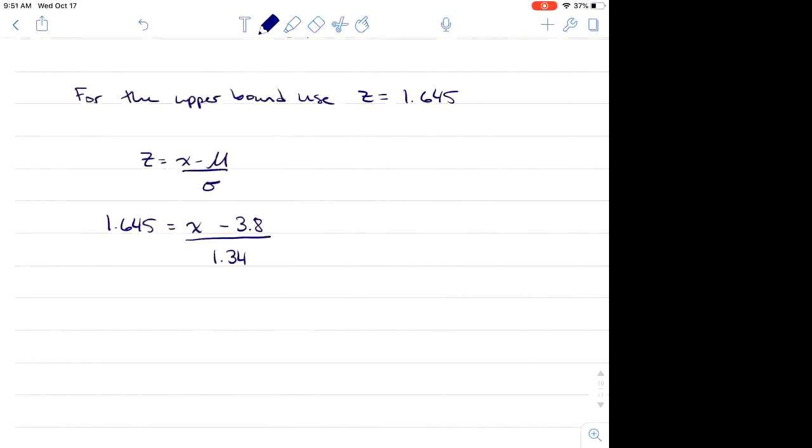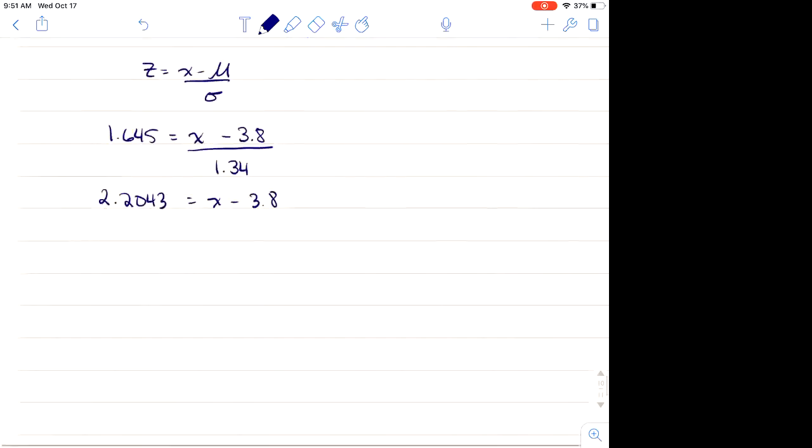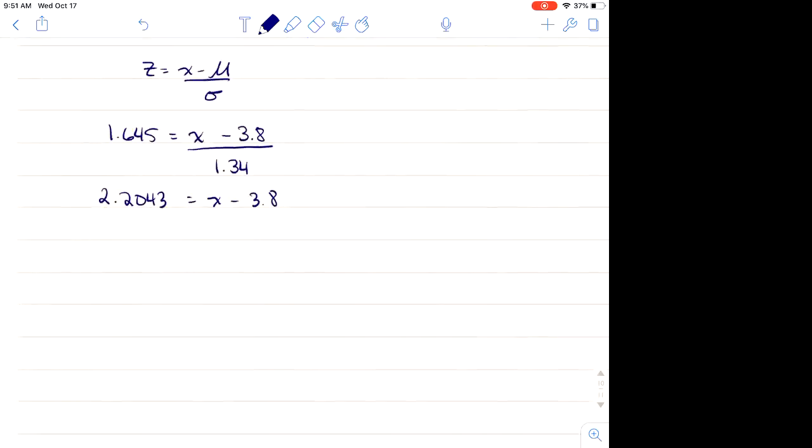So now we have 1.645 times 1.34 makes positive 2.2043 is x minus 3.8. Add 3.8 to both sides. We get x is 6.0043.